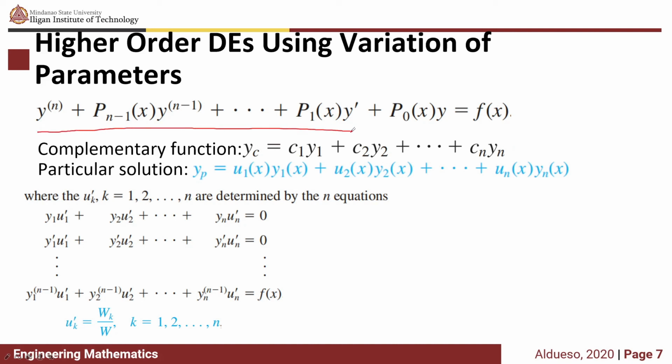Now for higher order differential equations using variation of parameters, for example, if we have this higher order differential equation of this form of order n, we can find a complementary function yc of this form. So we have c1 y1 plus c2 y2 up to cn yn. So our particular solution is equivalent to this equation. We have u1 of x times y1 of x plus u2 of x times y2 of x up to un of x times yn of x.